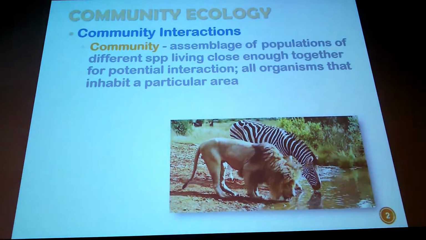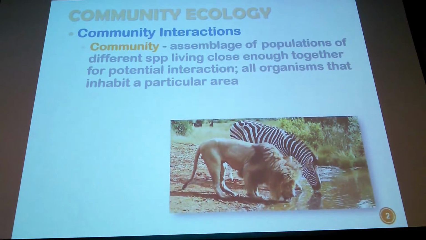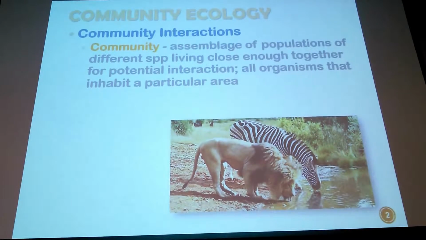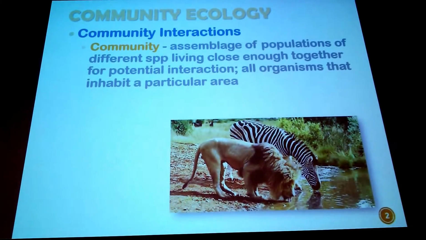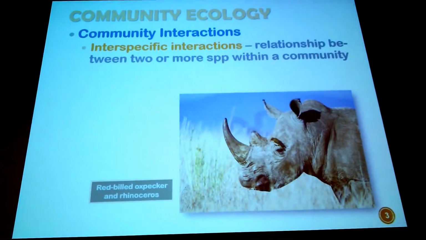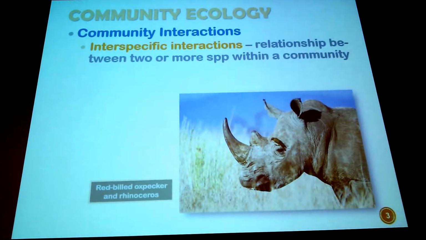So community, again: an assemblage of populations of different species living close enough together for potential interactions. Whether they do or they don't, they have the opportunity to. All organisms that inhabit a particular area. Interspecific interactions. We've talked before about intraspecific interactions, which might come up again with Darwin's finches, where the same species interact with each other. Interspecific is different species interacting with each other.